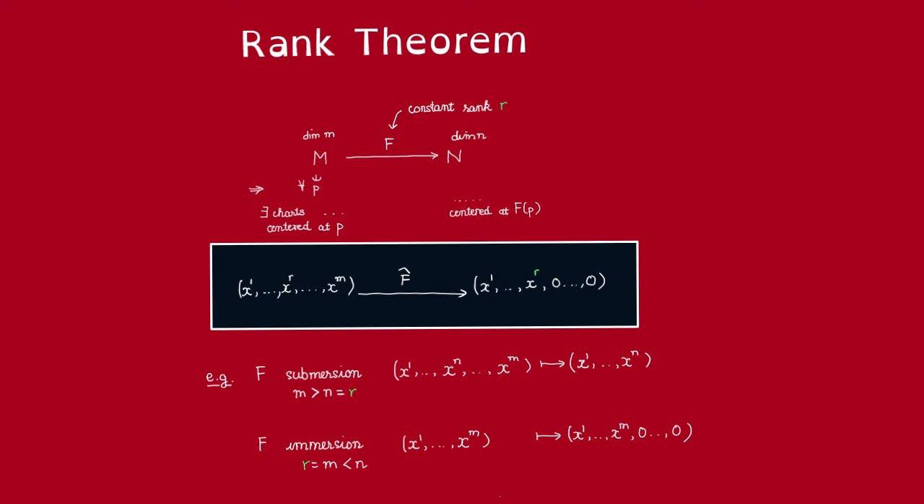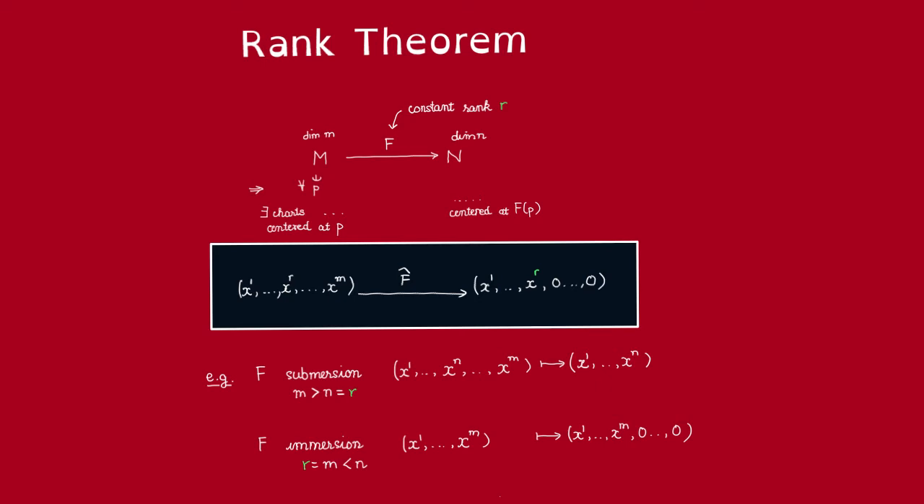Let's say we have a smooth map F between smooth manifolds, and this map has constant rank r. Then we claim that there must exist coordinate charts on M and N. So at every point p, there must exist coordinate charts on N, centered at p, and on M, centered at F(p), such that with respect to those charts, F is going to be given by the following formula.